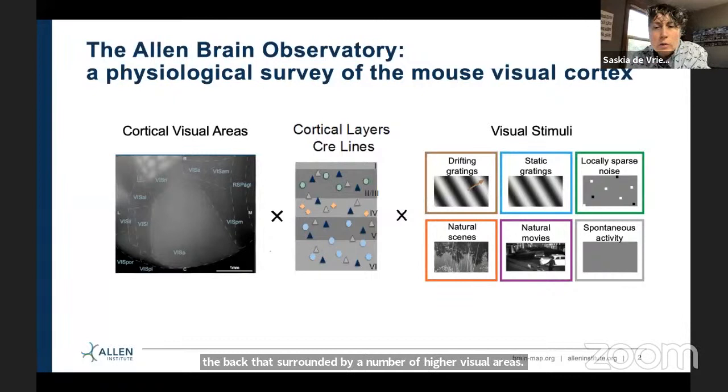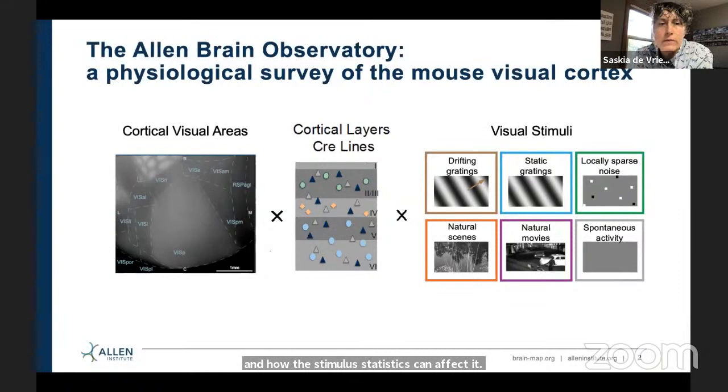We wanted to compare the activity across different types of cells in different layers of the cortical circuit, and use a wide range of different visual stimuli that allow us to really probe what these responses are and how the stimulus statistics can affect it. And so we created this data set with those types of questions in mind.